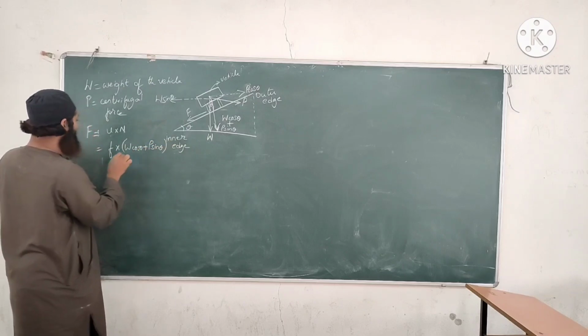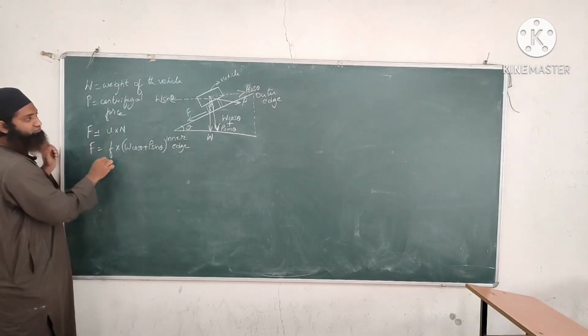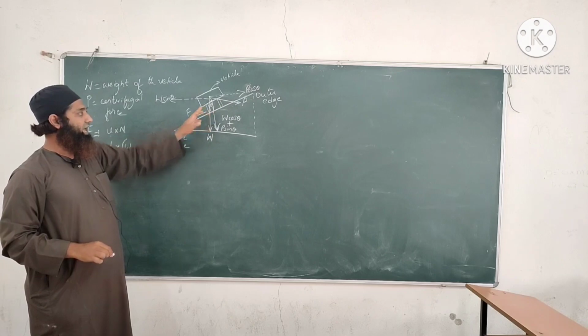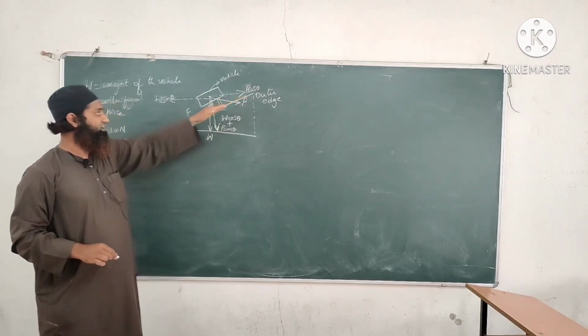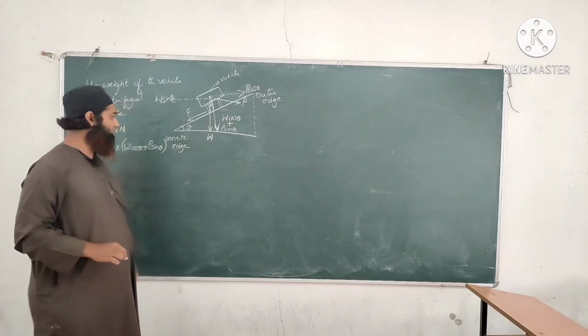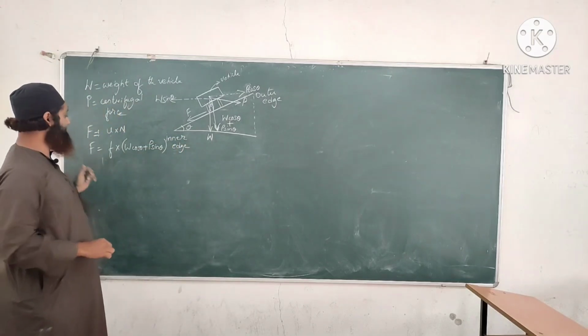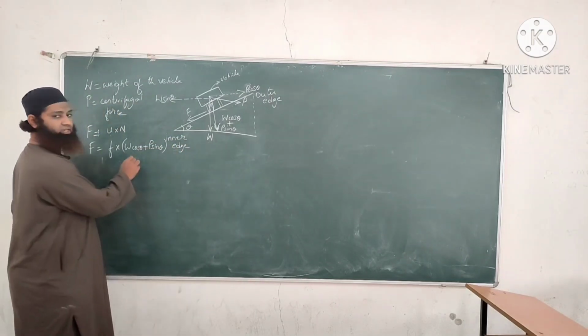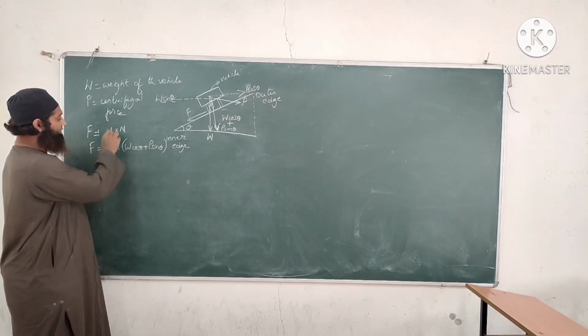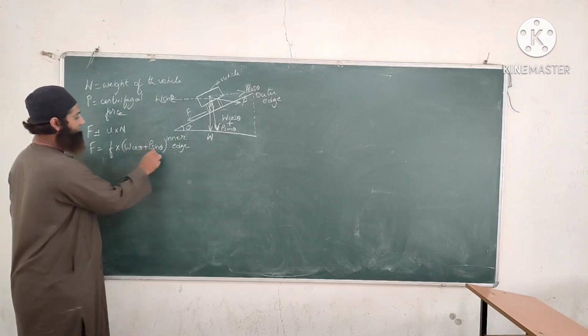You can see here, this is F, the frictional force that is being generated. Friction is also being generated here. As the centrifugal force is acting that way, friction will act in the opposite direction. You must have learned all this in your previous subject of mechanics. As I have told you, F is the frictional force, that is mu into W cos theta plus P sin theta.